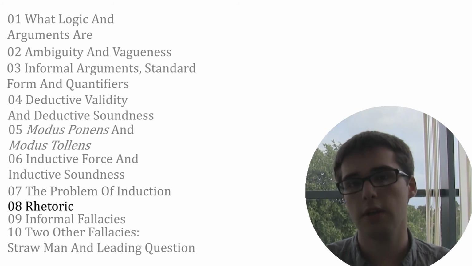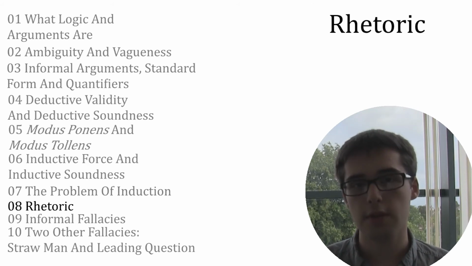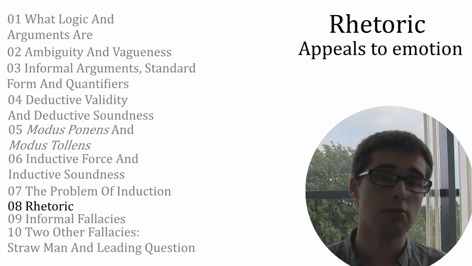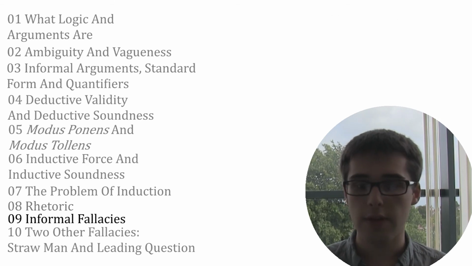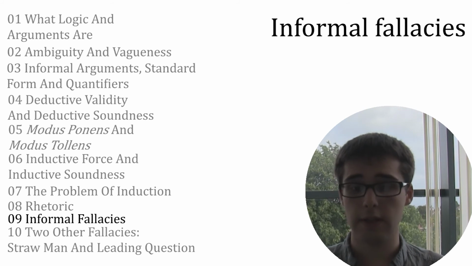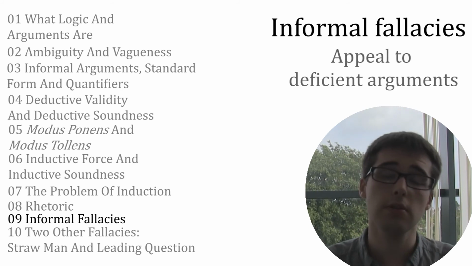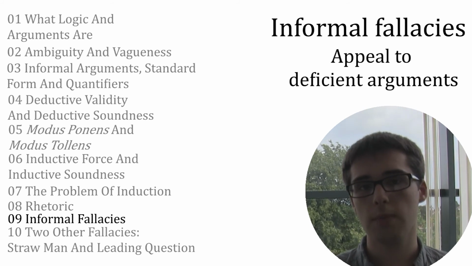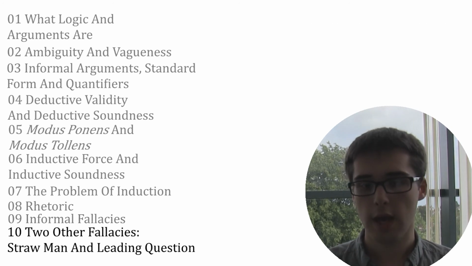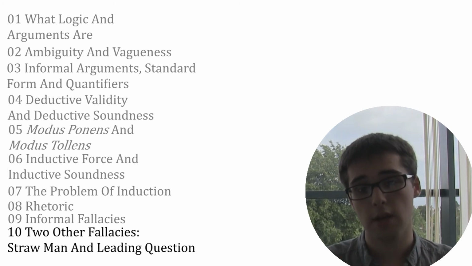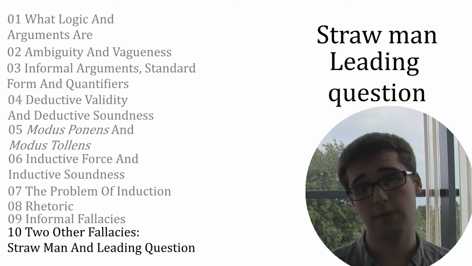The eighth video explained different kinds of rhetoric, which is where someone appeals to emotion rather than to argument. The ninth video explains some informal fallacies where we do appeal to argument, but the argument is deficient in some way. And lastly, the tenth video explained the straw man and the leading question fallacies.